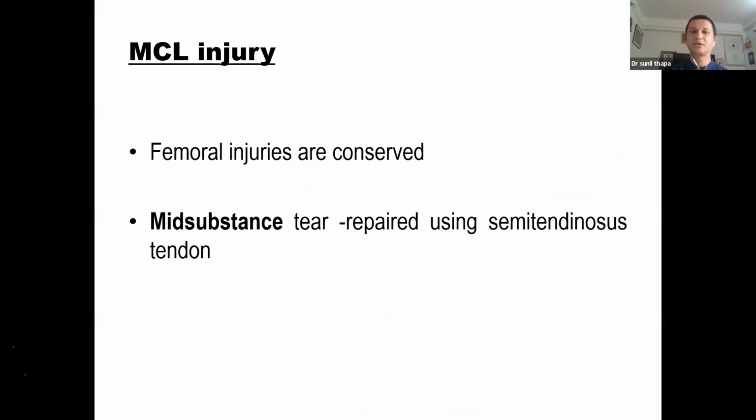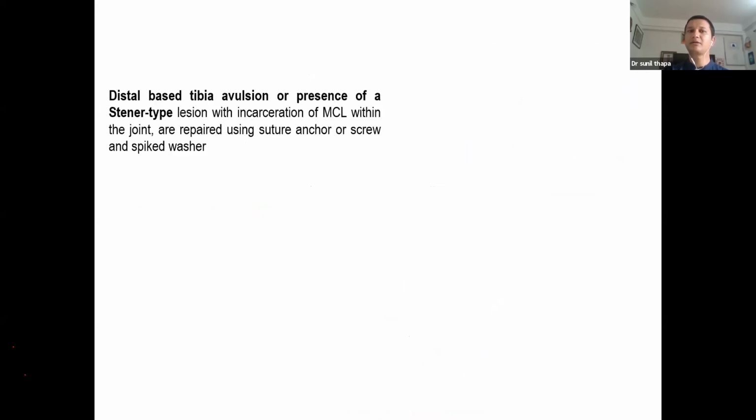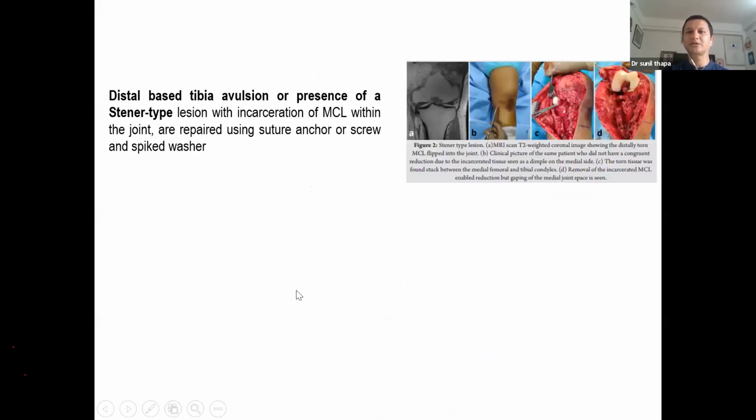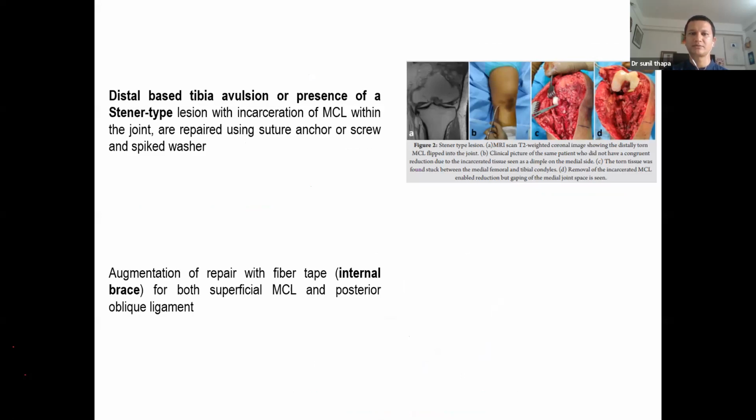For MCL injury, if it is a femoral injury, most of the time it is treated conservatively because we believe it heals. If it is a mid-substance tear, then a repair may be done. For a distal tibial avulsion, or if there is a Stener's lesion, the MCL is superimposed over the pes tendon, and this lesion will not heal spontaneously, so it needs a primary repair by open exploration, using a suture anchor or a spike washer.